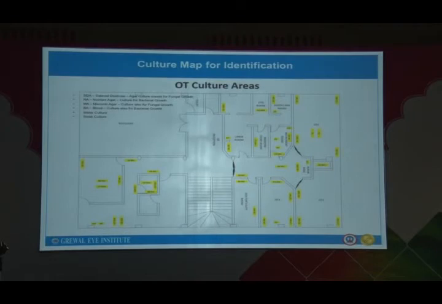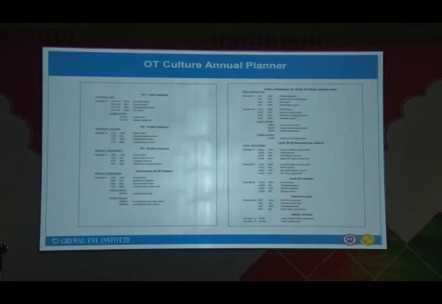This is the map of the operation theater. What you see in yellow are the locations from which the sample will be taken. The numbering of the location is done in such a way that it indicates what media is going to be used for collecting it and what the serial number of that is. Based on this, we have made an annual calendar, which shows every month the different locations from where we are going to take the sample. One location may have its turn again after about 4 months or so.